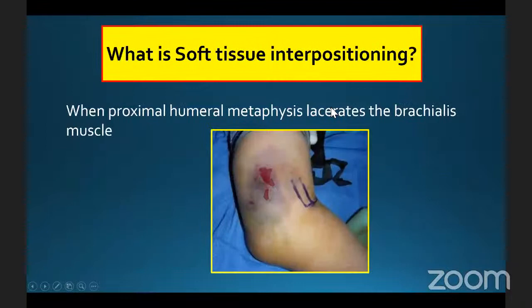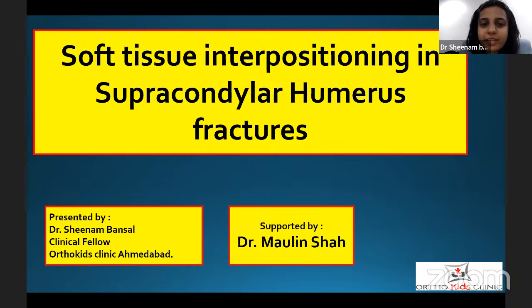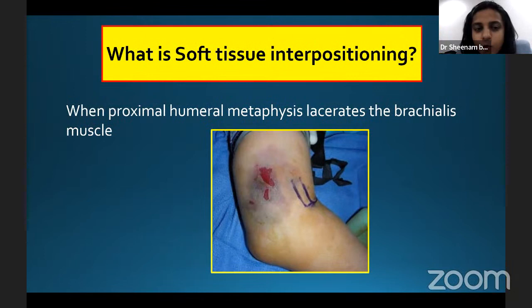Okay. My topic is soft tissue interpositioning in supracondylar humerus fractures. So what is soft tissue interpositioning? When the proximal humeral metaphysis lacerates the brachialis muscle, it is known as soft tissue interpositioning.